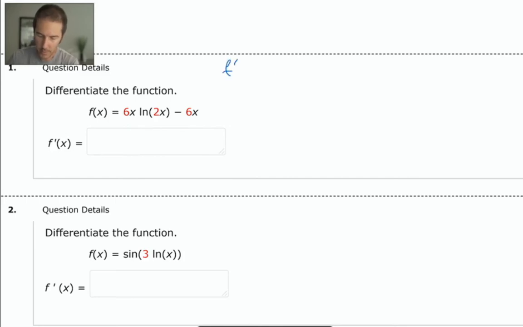F prime of x is equal to, now I'm going to factor the 6 out, and then I'm going to take the derivative with respect to x of the rest of that. That's x times the natural log of 2x. The 6 only got factored out of there. Well, we could take it out of the last term. I'm not going to. I'm just going to take the derivative of 6x, and I'm going to write it as 6.